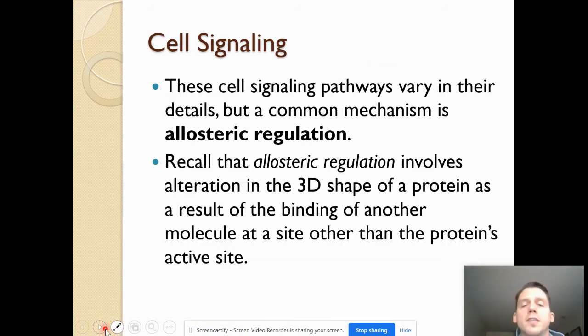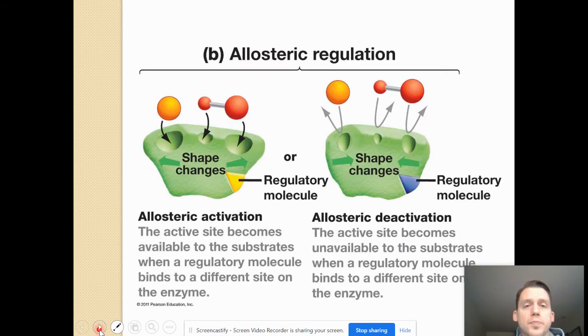These cell signaling pathways vary in their details, but a very common mechanism for them is allosteric regulation. So you already know what this term means. Allosteric regulation means that there is a spot on a protein that is going to change the three-dimensional shape of that protein if it is activated. So allosteric regulation involves alteration in the 3D shape of a protein as a result of the binding of another molecule. What is that called again? That is called a conformational change caused by a molecule.